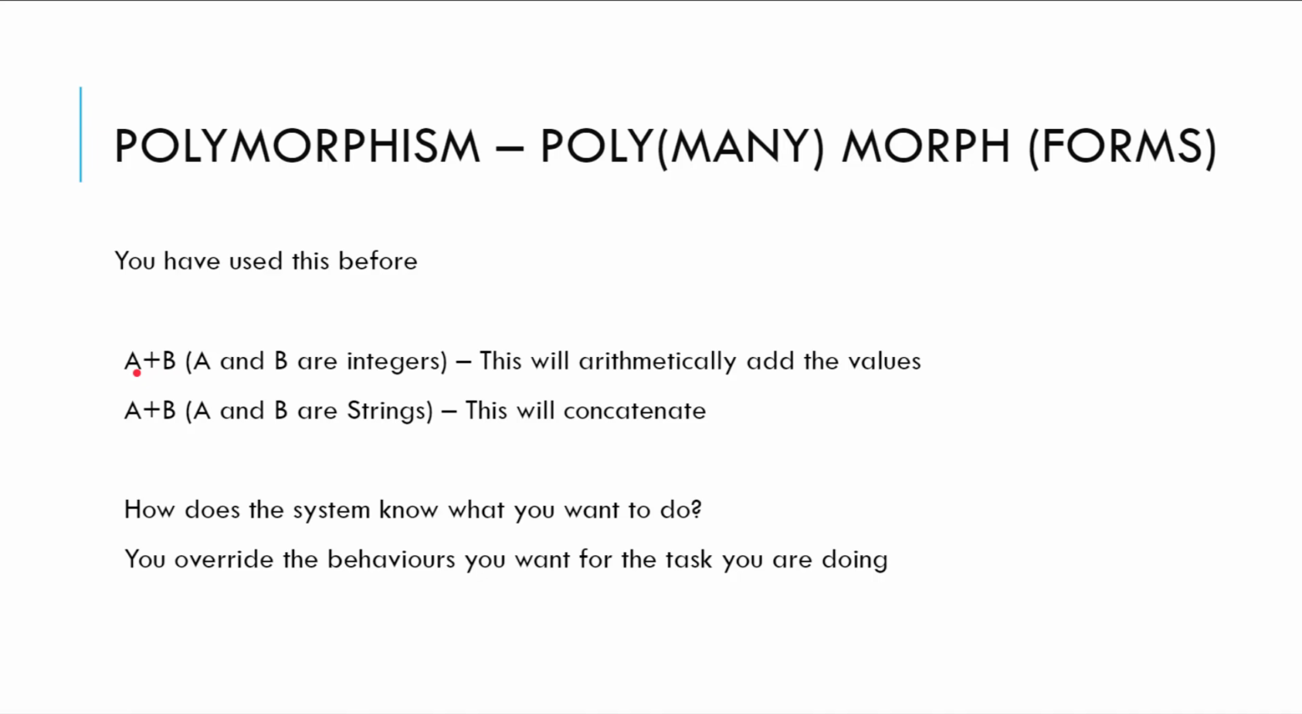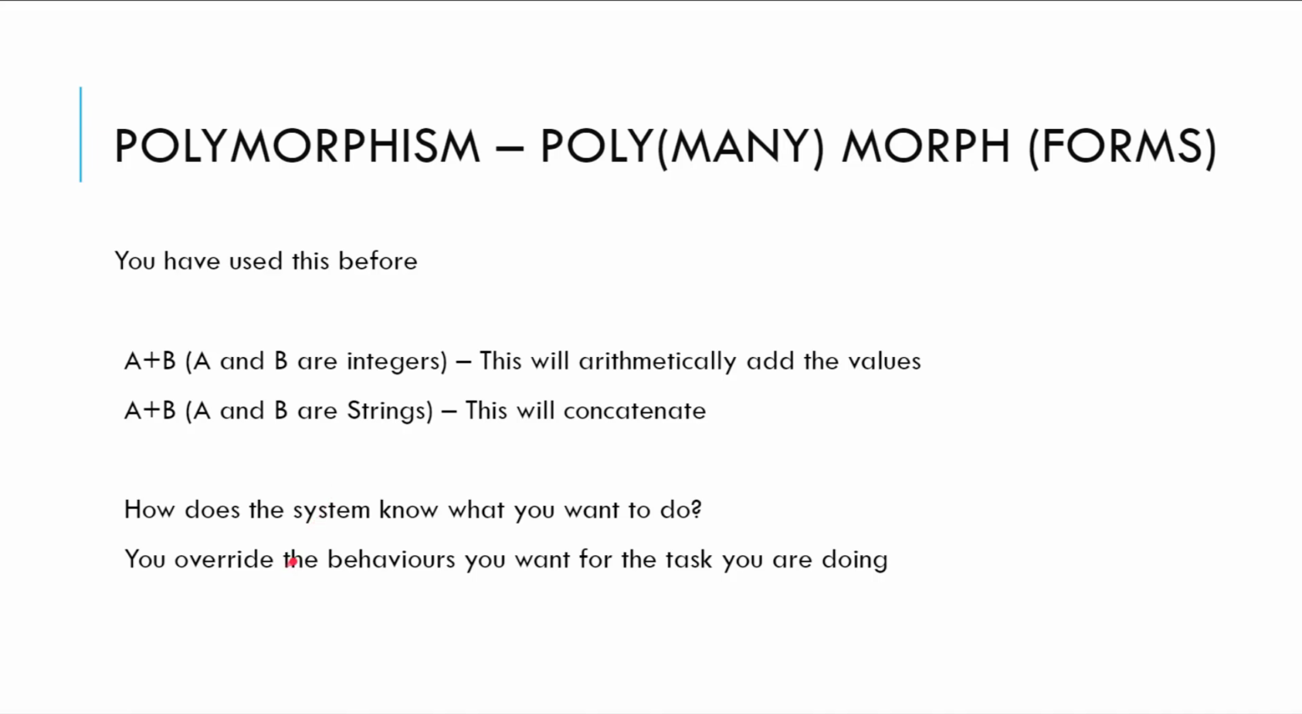Well, that's fine. If these two are integers, then the system will look at this plus symbol and say, this plus symbol is to arithmetically add these two numbers together. However, if I said A and B were strings, and I had cat and I had dog, it wouldn't add them together because they're strings, it would concatenate them. So the behavior has changed, although it looks identical. And that is because we are overriding the behavior based on the type of data we have and based on what your system wants to do with that. So although they look the same, they have two different behaviors.